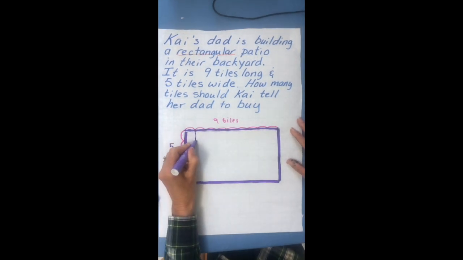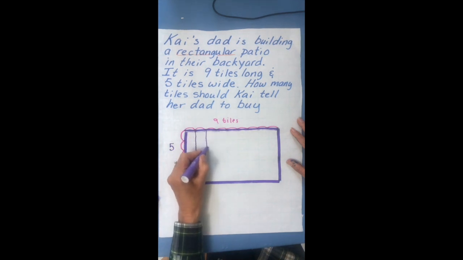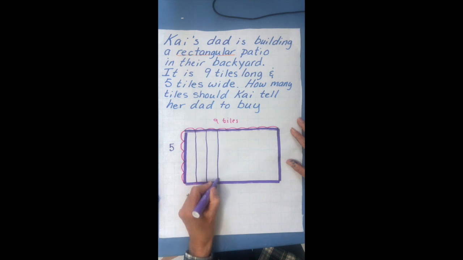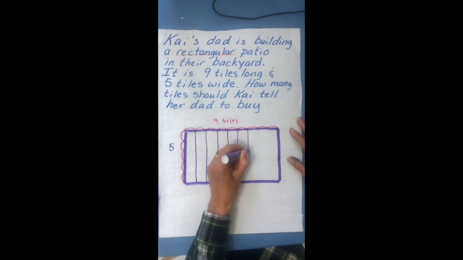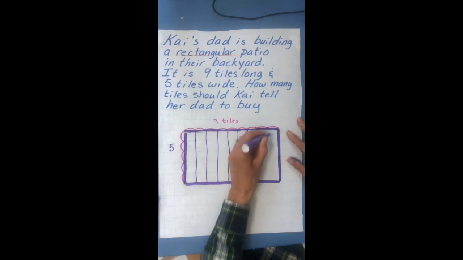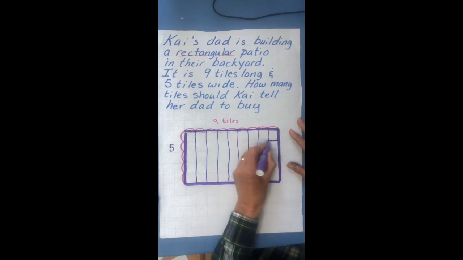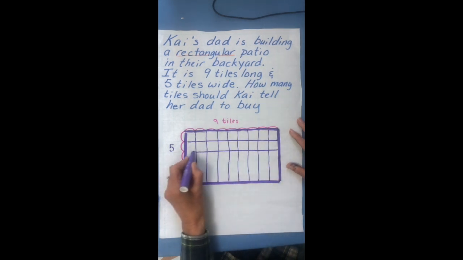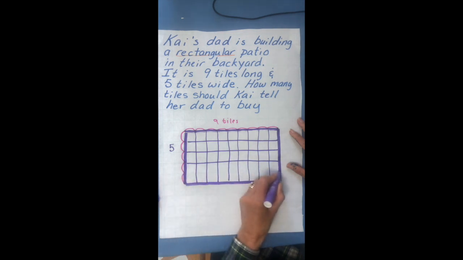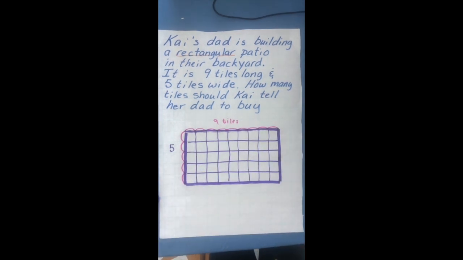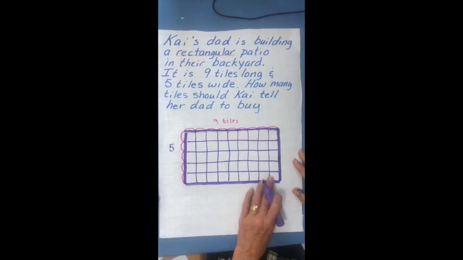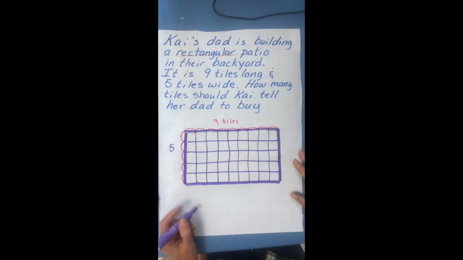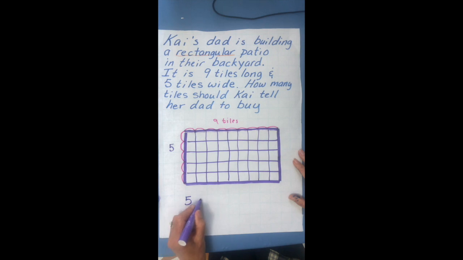Okay. Oh, well, this looks like an array to me. Look at that. So all I'm going to do is draw my tiles so I can just count them. So it looks like I have 5 rows, 1, 2, 3, 4, 5, and there's 9 tiles in each row. So that looks like it's 5 groups of 9.